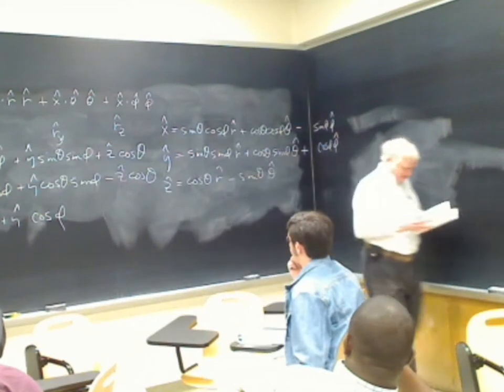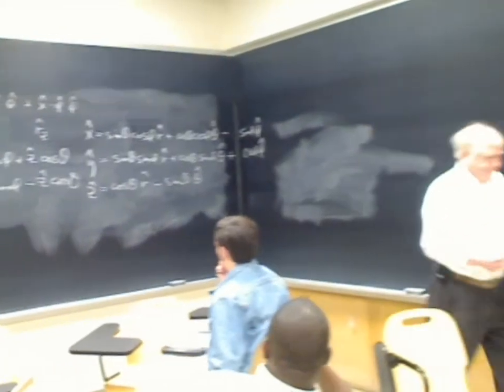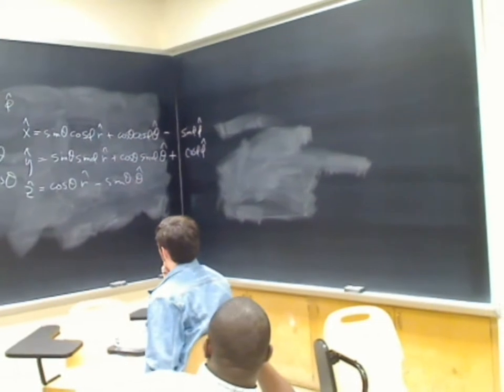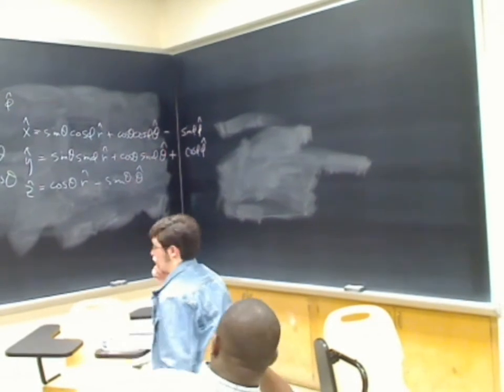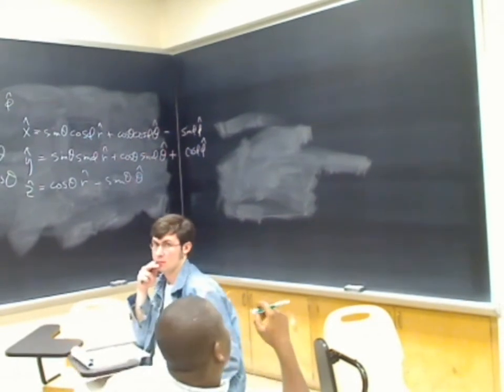Okay, so this is the basic geometry. Now let's go on and add a little bit of calculus. Let me get a machine.